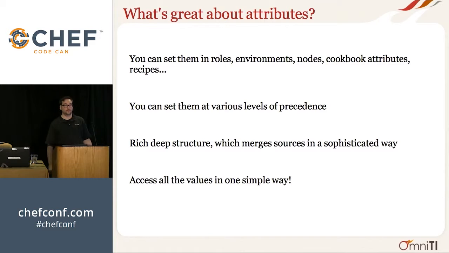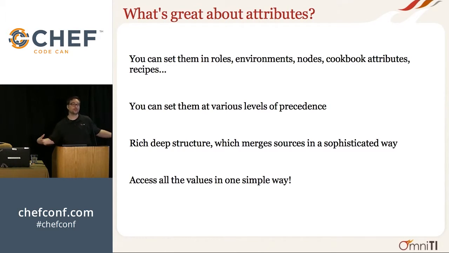All right, so what's great about them? They're so awesome, right? You can set them in roles, environments, nodes, cookbook attributes, recipes. If you're new to Chef, all of these words are known to be English but have no actual meaning. If you've used Chef before, you just want me to move on. So somewhere in between. Anyway, the point is, there's a lot of different ways to set them. You can also set them at various levels of precedence, meaning that if there's a collision, there is a way of deciding who wins. And there's also a rich, deep structure. What you're doing is basically sort of like JavaScript literals of arrays and hashes and strings and all that sort of thing. So it can be very, very deep.